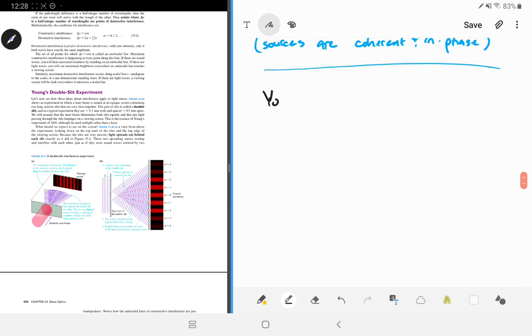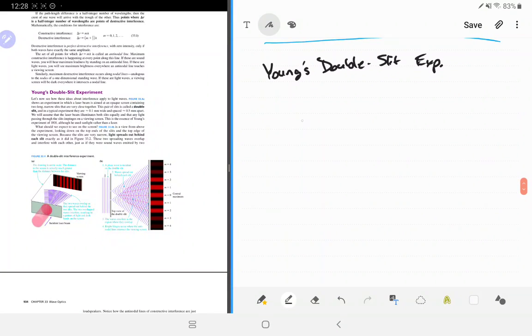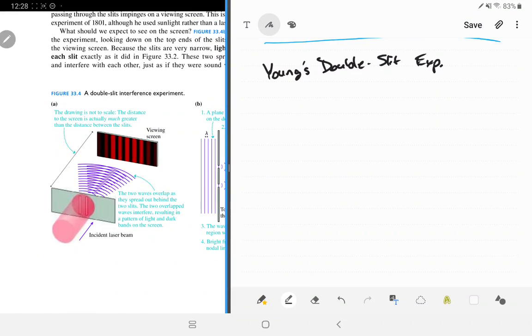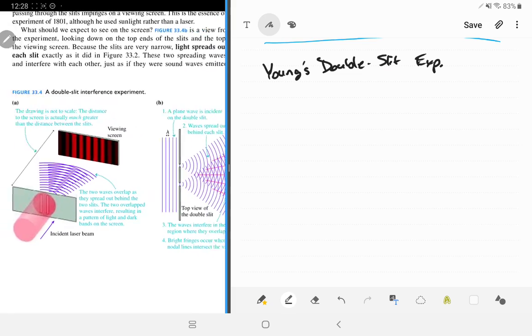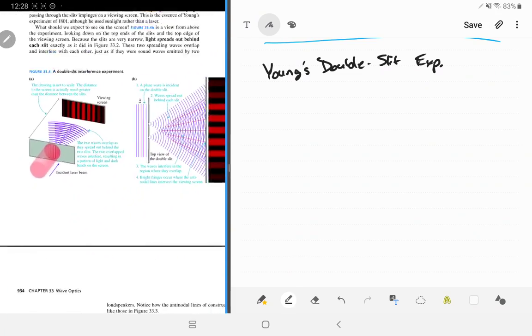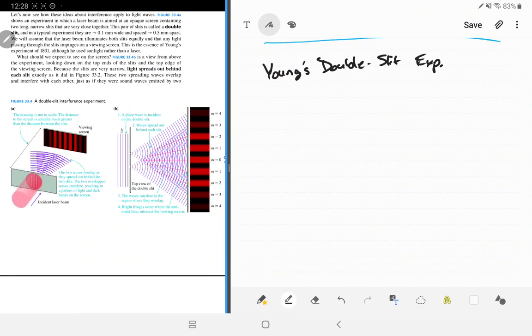Okay, so Young's double slit experiment. There are two different representations. This one's just kind of a photograph, where someone is taking a picture from behind the setup, and the picture on the right here is normally how we draw pictures for this.